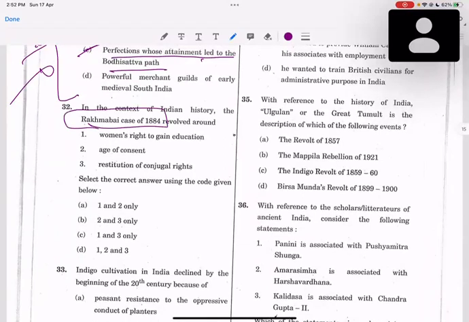Okay, the Rakhmabai case question was asked. Why? Because it was in the news. The Supreme Court had referred to this Rakhmabai case of 1884 in one of its judgments. But yes, we do study about Rakhmabai. It's clearly mentioned in NCERTs. Although she did fight for the right to education for women, this option talks about that, so it would be wrong. But this case was for the age of consent and restitution of conjugal rights. So the answer is B. This was a simple question.